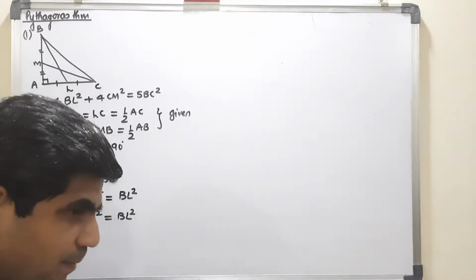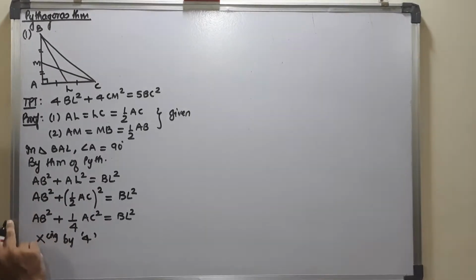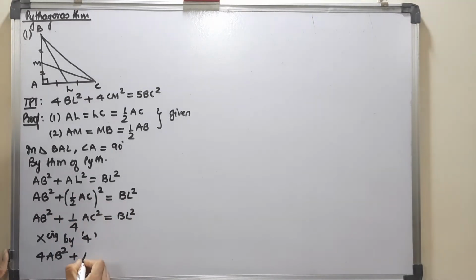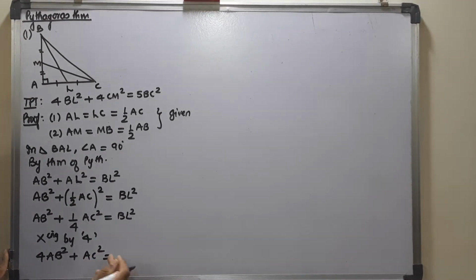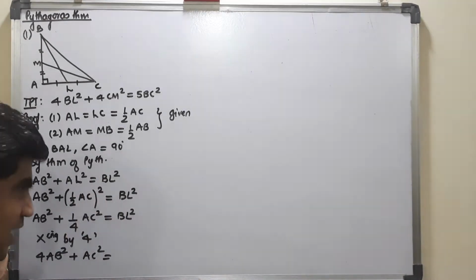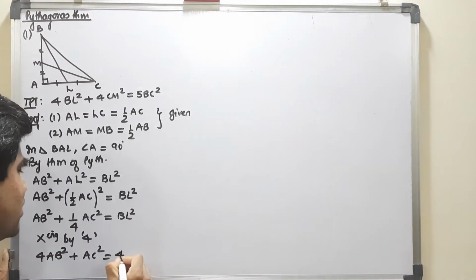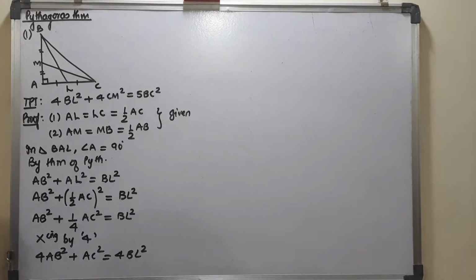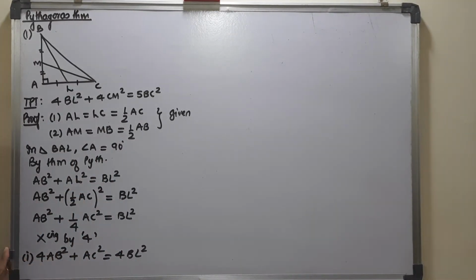How do I multiply? Before plus, that is 4AB square, and after plus, 4 divides off here, you get AC square. Before equal to, which is already multiplied, and after equal to, that is 4BL square. Okay? This is what I got without the numerical denominator now. So I will give it a number 1.